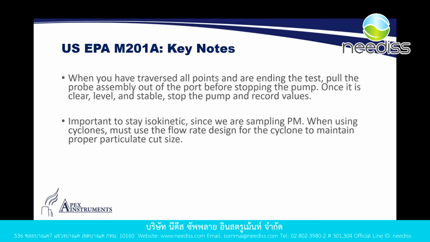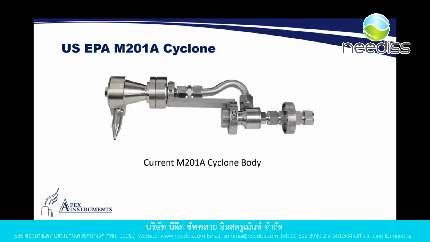If you're not performing this correctly, you will get different PM sizes in different parts of the cyclone, and then you won't have a valid test. You'll have the data skewed, not correct in terms of what size PM you're actually capturing. So let's take a quick look here.